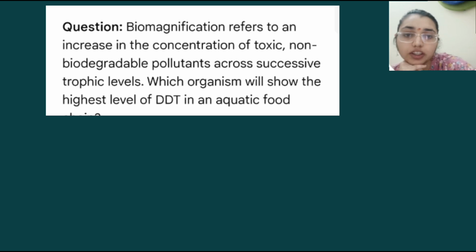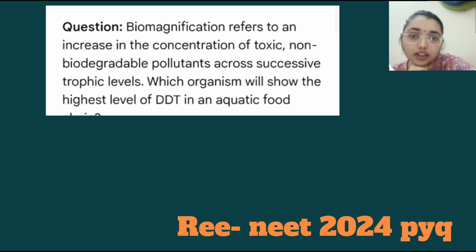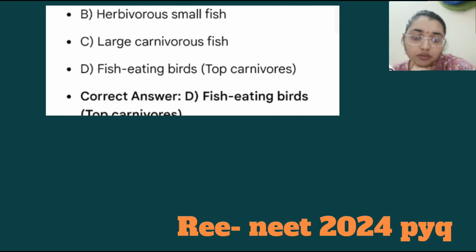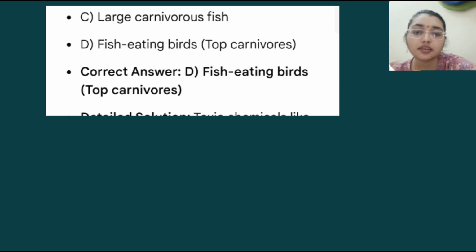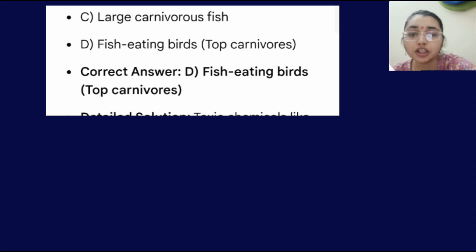Biomagnification refers to an increase in the concentration of toxic and non-biodegradable pollutants across successive trophic levels. Which organism will show the highest level of DDT in an aquatic food chain? That is fish-eating birds, top carnivores. Toxic chemicals like DDT and mercury cannot be metabolized or excreted by living tissues, so as energy moves up the food chain, these poisons become increasingly concentrated at each level, resulting in highly toxic accumulation in top carnivores like fish-eating eagles.